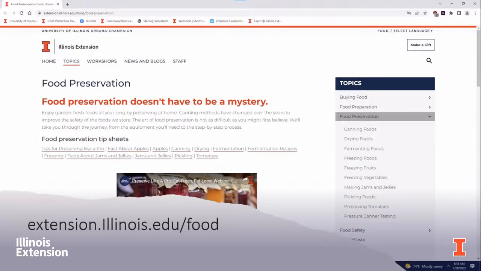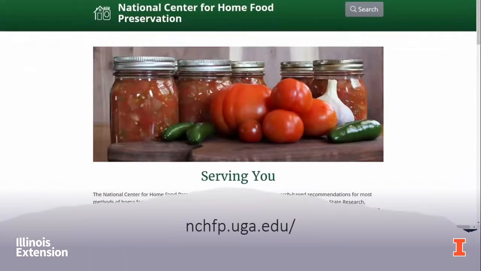Just wanted to make mention that as horticulture educators, we don't talk about food preservation, but we do have a team of folks that's put together a University of Illinois Extension food website, and part of that is food preservation information. So I encourage everyone, if you're looking for information on what to do with it as far as canning, drying, fermenting, jams, jellies, pickles, this is a great place to start: the University of Illinois Extension's food preservation website. And also the University of Georgia has a website called the National Center for Home Food Preservation. We highly recommend both of these websites.